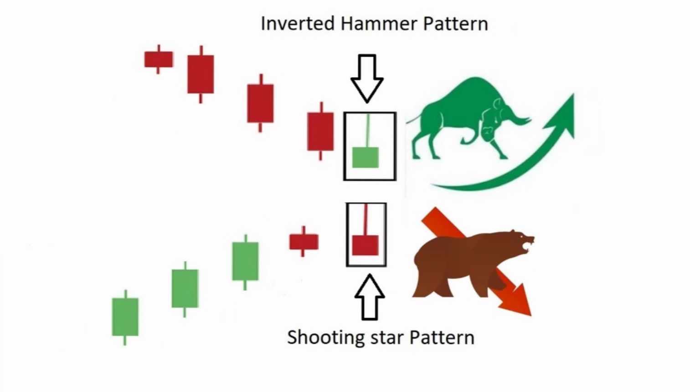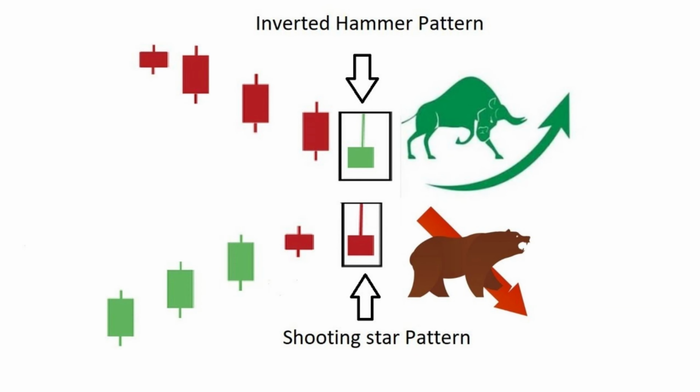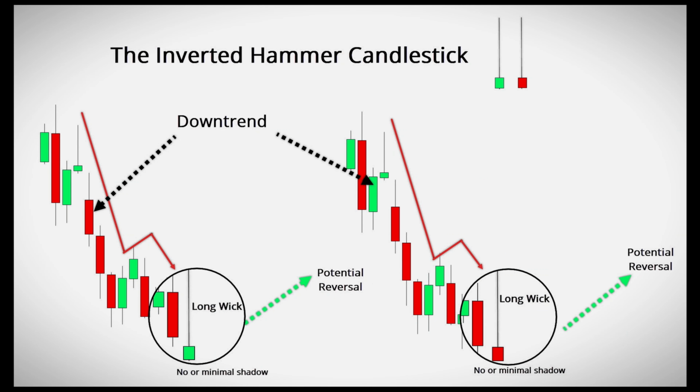And then here we have the inverted hammer pattern and the shooting star. An inverted hammer is a bullish candlestick pattern that forms after a downtrend. It has a small body and a long lower wick, with the close near the high of the candle. This pattern indicates that buying pressure is starting to build and that the downtrend may be coming to an end.